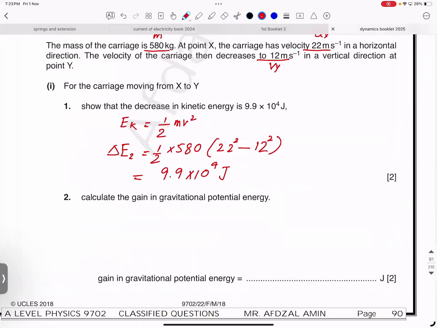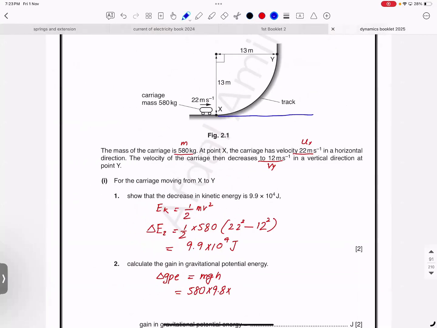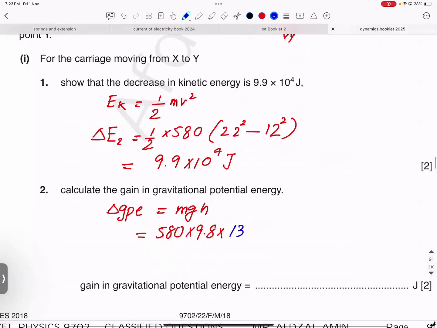Calculate the gain in gravitational potential energy. Delta GPE will be equal to mgh. Mass is 580. g is 9.81. Height, go to the question. If you look, the vertical height from here to here is equal to this radius, which is 13 meters. You substitute 13 here, and the answer is how much GPE it gained.